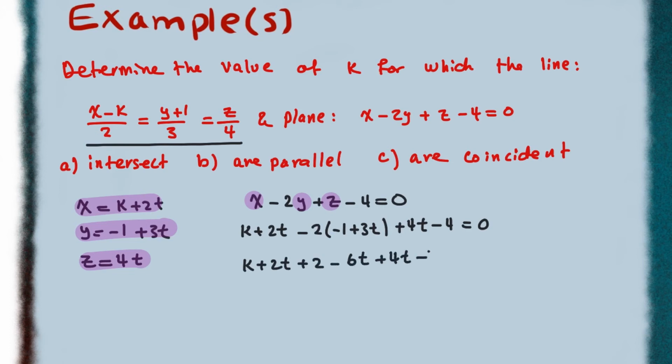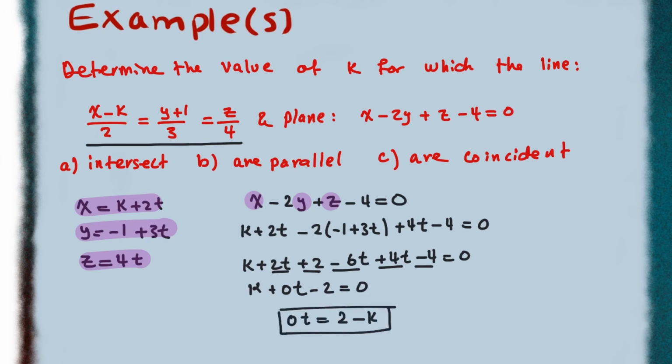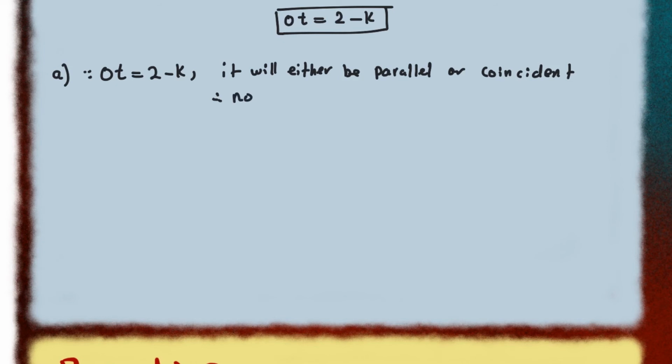So we're going to expand and simplify this. We're going to put all the t's together, anything that has the like term t, and the k is going to be separated there, and we'll end up getting 0t is equal to 2 minus k as our final simplified form. Since 0t is equal to 2 minus k, the line and plane cannot intersect, because for them to intersect, the coefficient of t has to be something other than 0. So in this case, they will either be parallel or coincident, and it will be impossible to have a k value for which they will intersect.